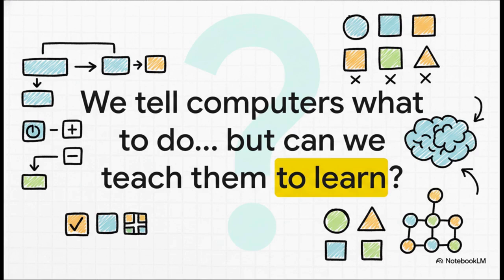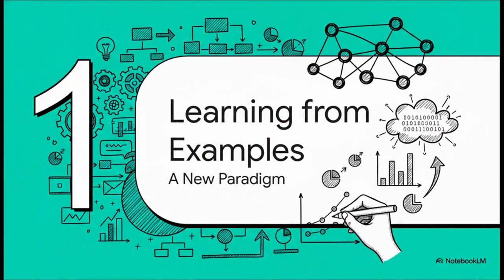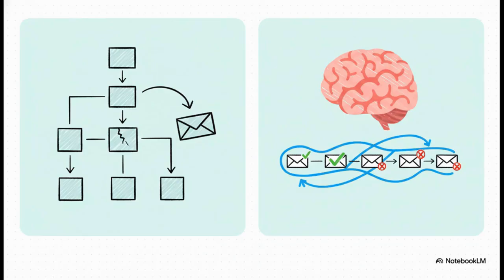What if instead of writing out every single rule, we could just show it a bunch of examples and let it figure out the rules on its own? That's the huge idea we're diving into. And this really is a massive shift in how we solve problems with computers. We're talking about a move away from manually writing out all the rules to a whole new world, learning straight from the data itself.